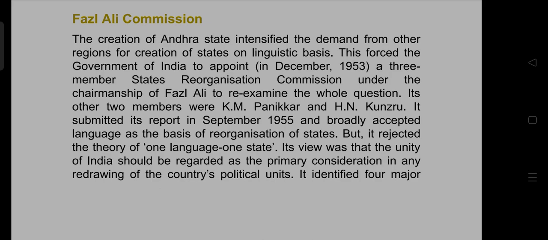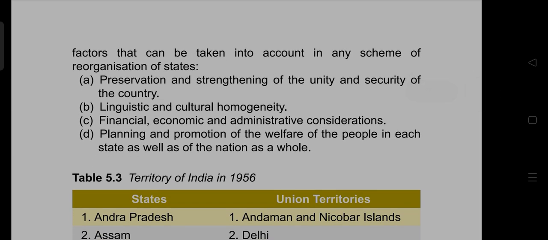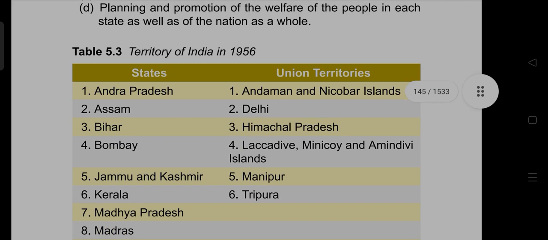Its view was that the unity of India should be regarded as the primary consideration in any redrawing of the country's political units. It identified four major factors that can be taken into account in any scheme of reorganization of the states. A. Preservation and strengthening of the unity and security of the country. B. Linguistic and cultural homogeneity. C. Financial, economic, and administrative considerations. And D. Planning and promotion of the welfare of people in each state as well as of the nation as a whole.